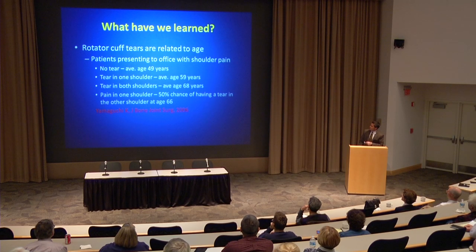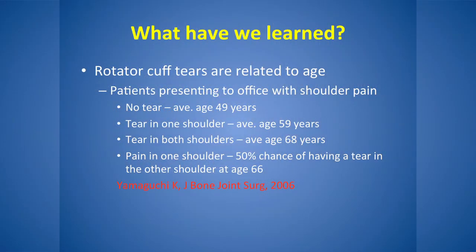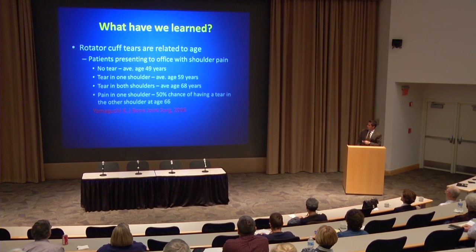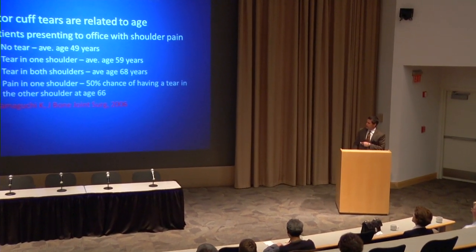What we've learned so far, again, this is a slide that Dr. Yamaguchi touched on earlier, is that the incidence of a tear is directly related to age. That relationship is very strong. The data that was out there prior to Dr. Yamaguchi's publication was actually fairly weak. This data is very strong, and it has stood the test of time, to the point where if you have a patient in your clinic with pain in one shoulder and there is a tear in that shoulder, over the age of 66 years, they have a 50% chance of having a tear on the opposite side. So it's useful information when counseling patients.